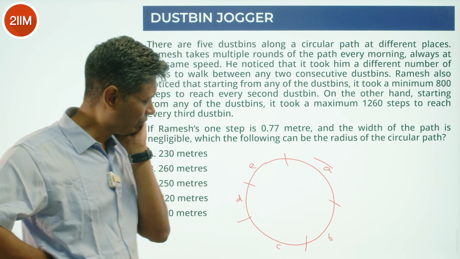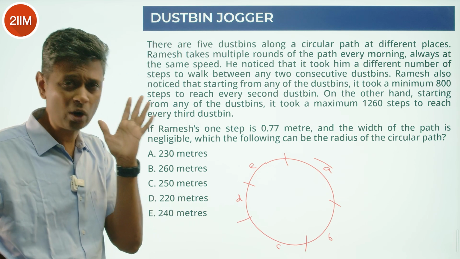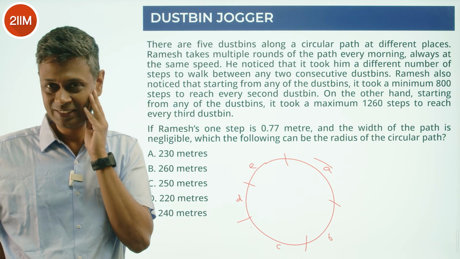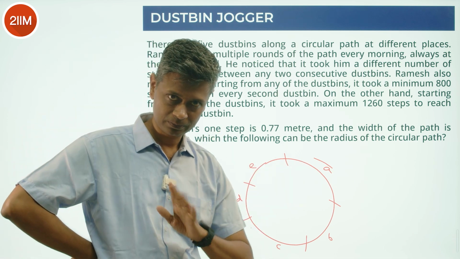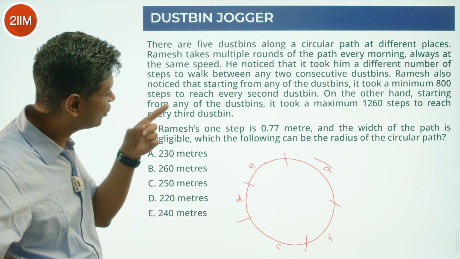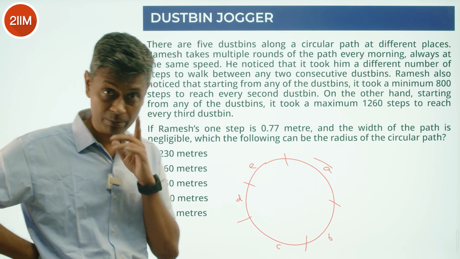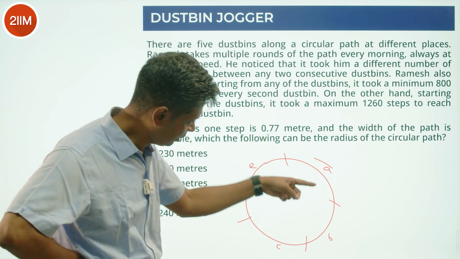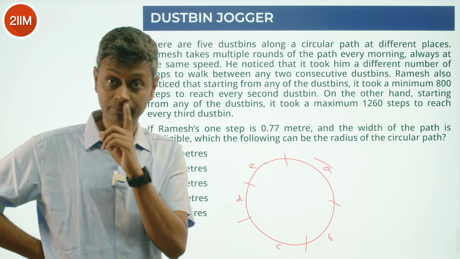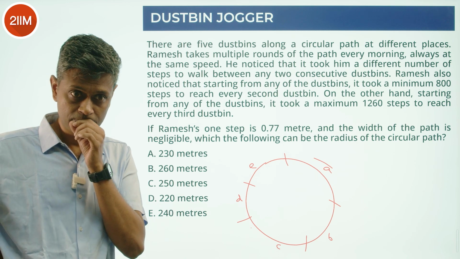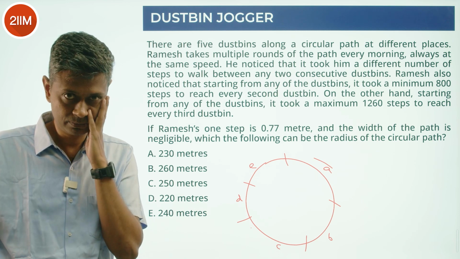But all that I'm getting are broad ranges. Doesn't help. Fine. So at least 800 for every 2 dustbins. Maximum 1260 for every third dustbin. You want to think about it. A plus B, B plus C, C plus D, D plus E, E plus A. Each of them is at least 800.